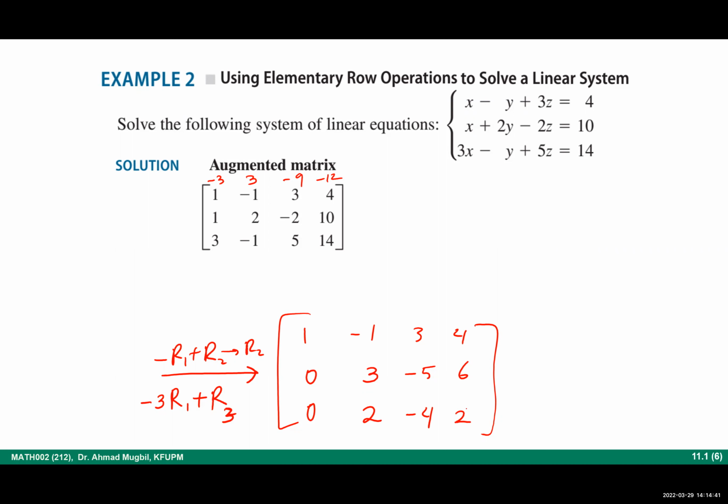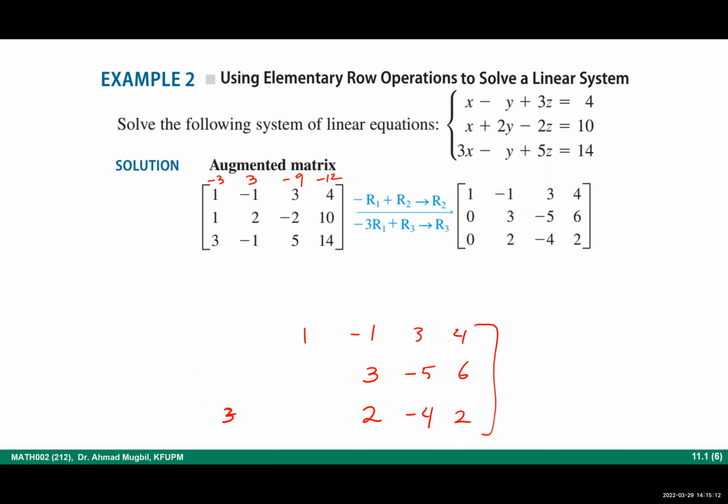Now this is the new matrix. This is exactly what we have. Now say bye-bye to row number 1. Don't use it again, because if you use row number 1 again, you will lose these zeros that you obtained. So you will redo what you did before. So don't use row number 1 anymore. Now you eliminated X. Your target now is you need to eliminate what? Y.